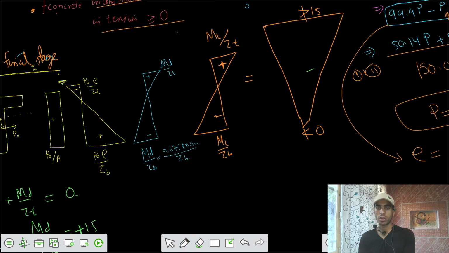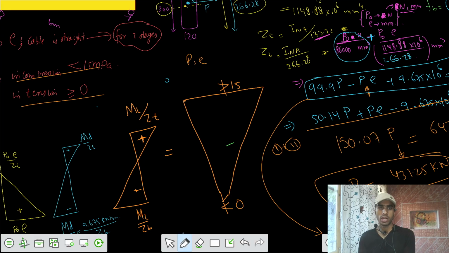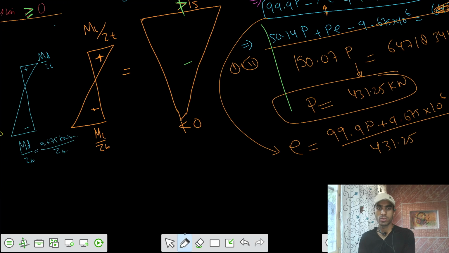As per the criteria we have, the stress should be less than 15. That means it should not be greater than 15. And here we are saying it should be 0 or it can be greater than 0. That means it should not be less than 0. So we need to check that.